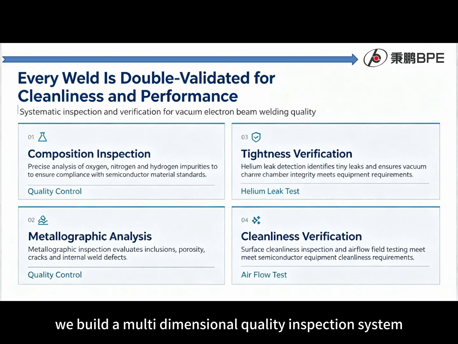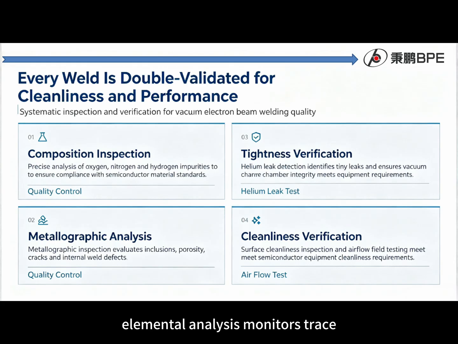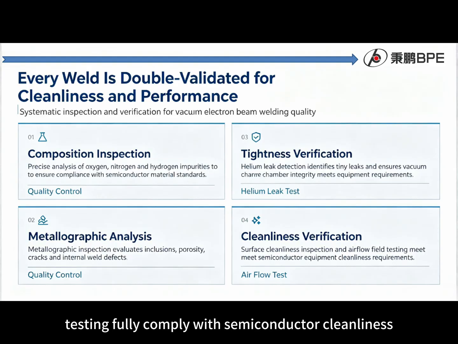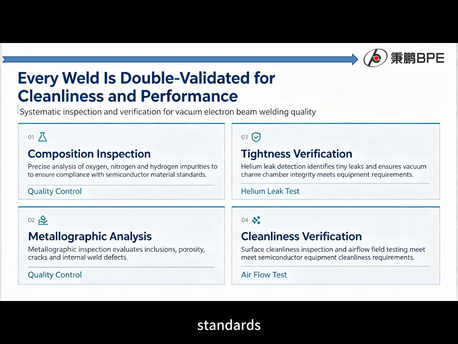We build a multi-dimensional quality inspection system. Elemental analysis monitors trace oxygen and hydrogen impurities. Helium leak test ensures chamber airtightness. Metallographic examination detects porosity, inclusions, and cracks. Supplementary particle inspection and outgassing rate testing fully comply with semiconductor cleanliness standards.